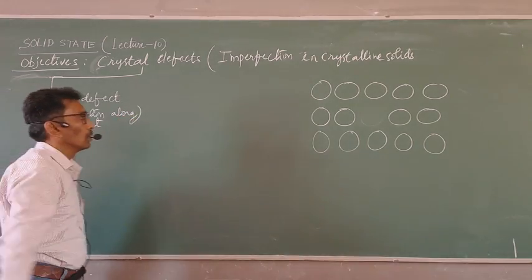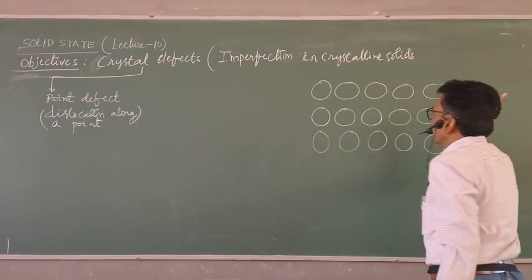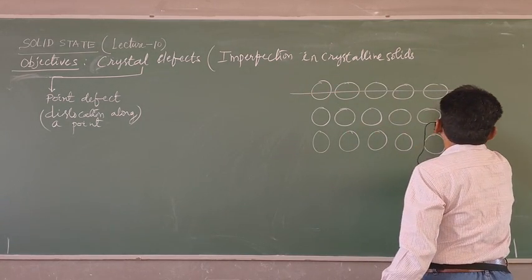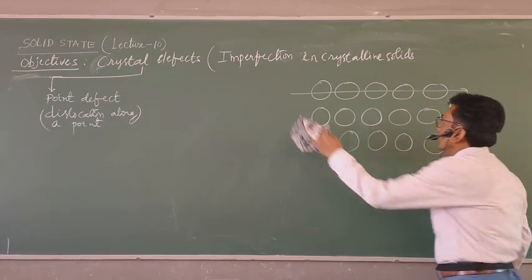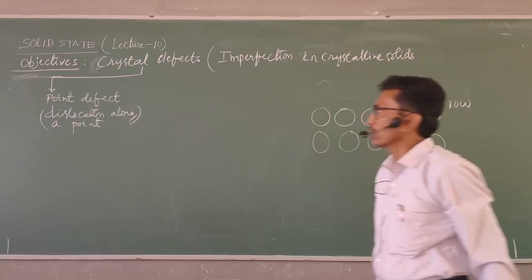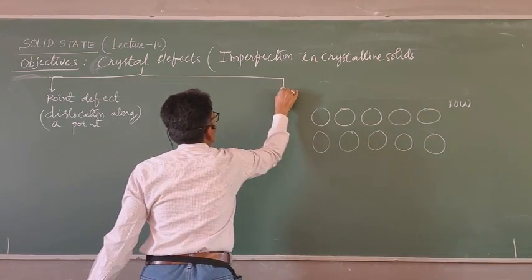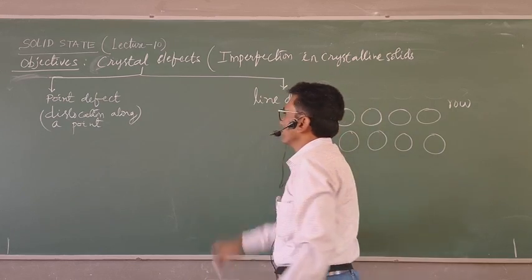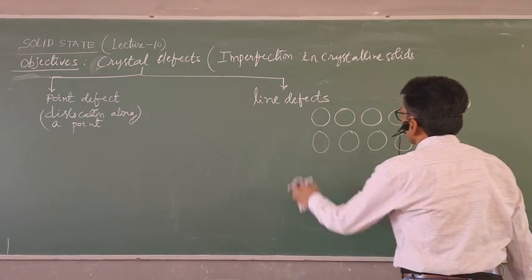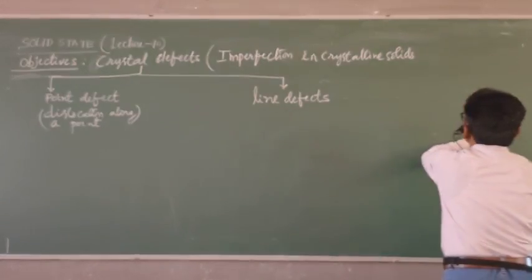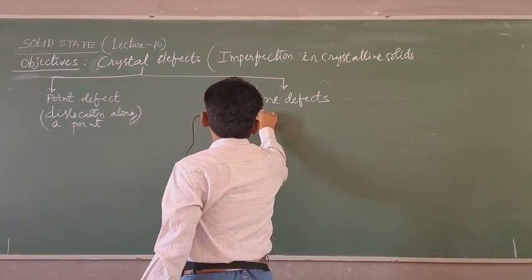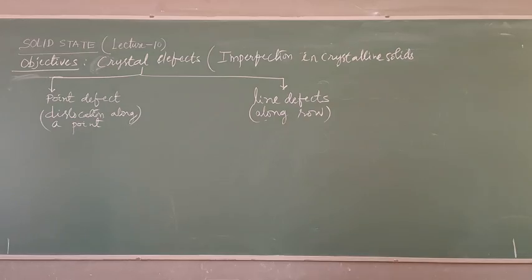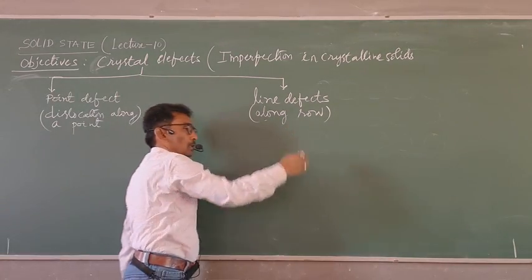What you are observing: suppose the particles are missed along a row. Along a row, the particles are missed, and that is known as line defects. So, imperfection is observed along a row due to missing of the particles. That is a very little information regarding our syllabus.